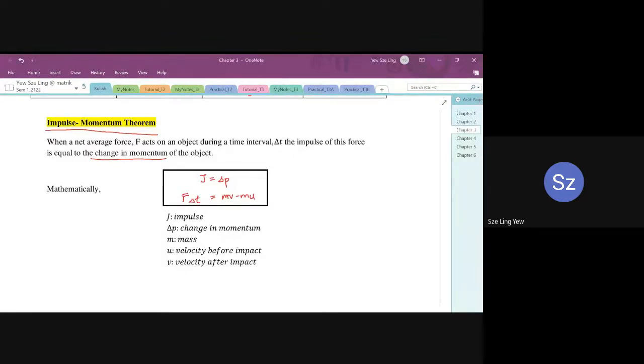Wait, I need to check something, because my notes are slightly different from yours.